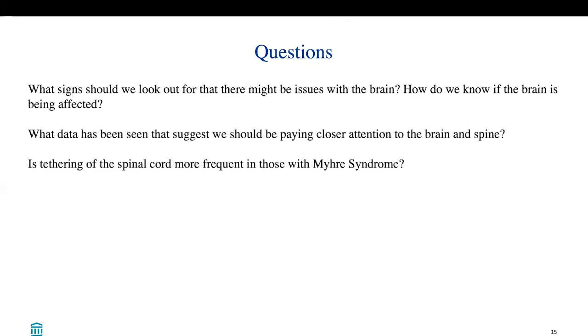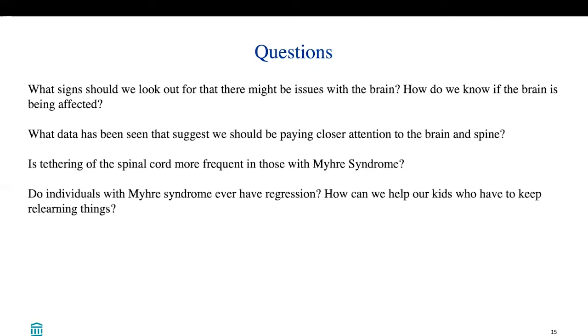The next question is, is tethering of the spinal cord more frequent in those with Myhre? So we do feel as though tethered cord is more common in Myhre, however, not the classic type of tethering that often occurs in other disorders that can be scary to read about. Generally, we are seeing a more mild type, and when looking into these, we are looking for a cluster of 5 or so variables, including symptoms and radiographic images.